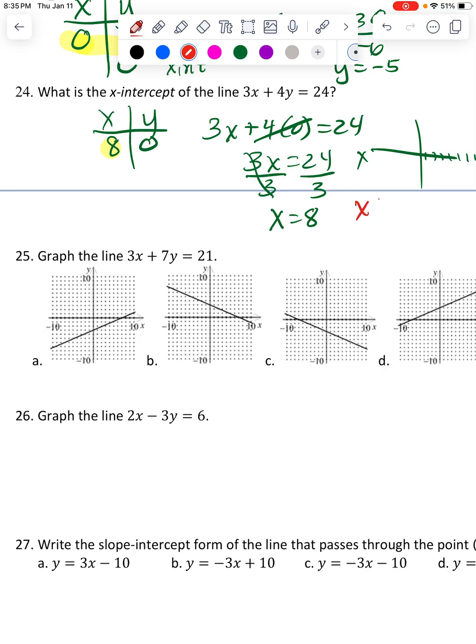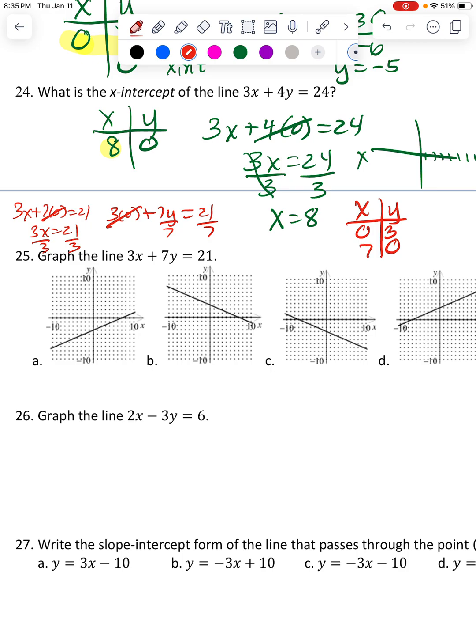So let's say I want to do just where it crosses x and y. 0 here, 0 here. If I do 3 times 0 plus 7y equals 21, I only have this left. And when I divide by 7, I get a 3. When I put the 0 in for y, I'd have 3x plus 7 times nothing equals 21. That part 0. And when I divide by 3, I get a 7.